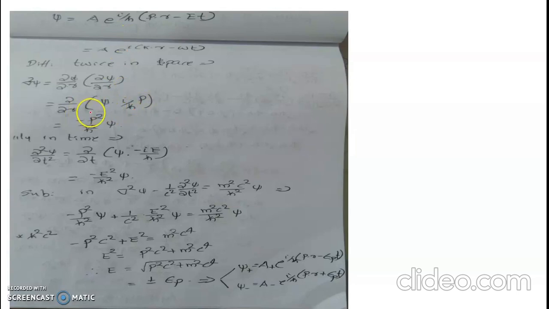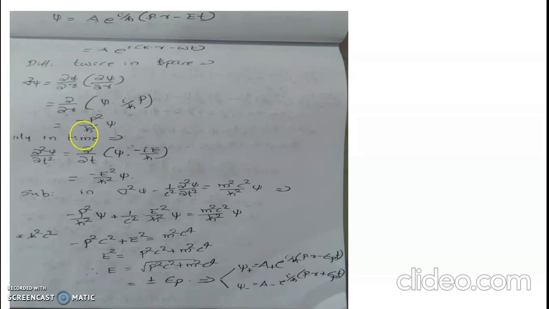Now again we take the derivative. i by h cross into p is a constant, so ∂psi/∂r again gives i by h cross p into psi. This makes it i by h cross p into i by h cross p, that is i square by h cross square p square. i square is minus 1, so we get minus p square by h cross square psi.